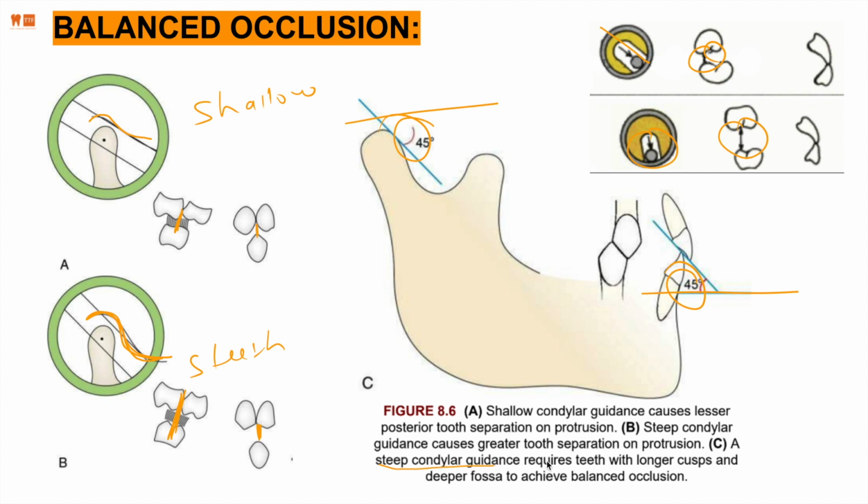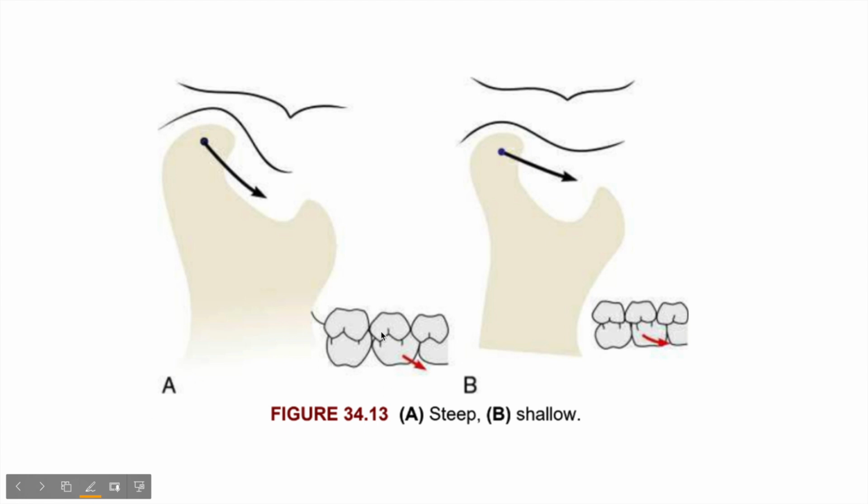Steep condylar guidance requires teeth with longer cusps and deeper fossa to achieve balanced occlusion, right? We need to change the two factors that we have. We have cuspal inclinations and we have compensating curves. That's what we can change. If there is a shallower one, then we need flatter cuspal inclinations. If there is a steeper one, then we need increased cuspal inclination. Fair enough? Okay, guys.